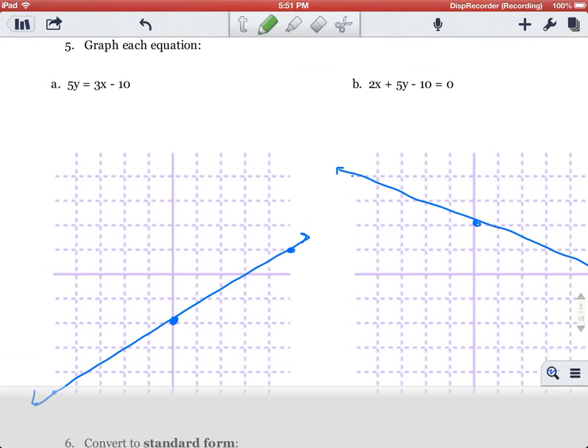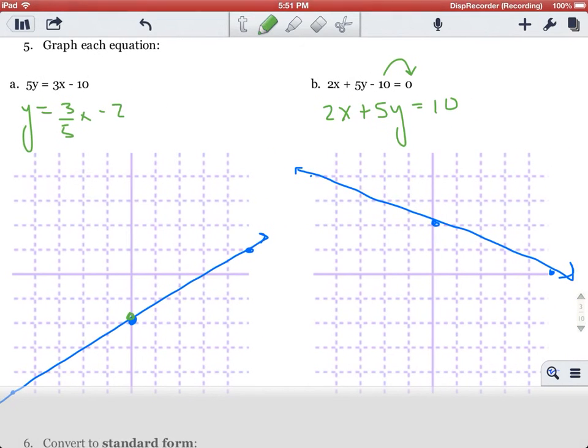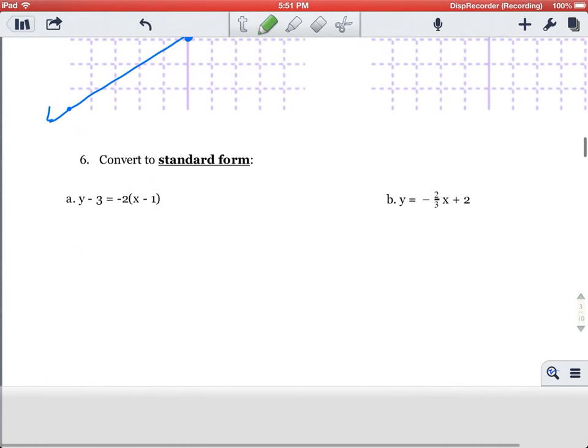Question number 5, part A, most likely you would go to slope-intercept form with a y-intercept of -2 and a slope of positive 3/5. And for part B, what you would do most likely is go to the thumb trick by first adding 10 to the other side, and you get a y-intercept of 2 and an x-intercept of 5.